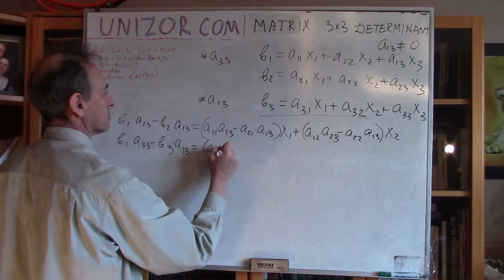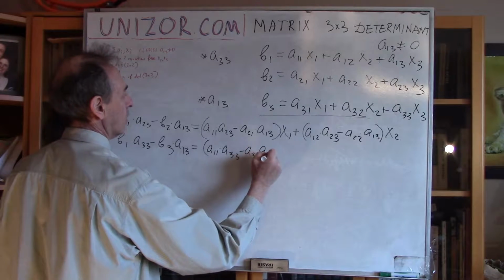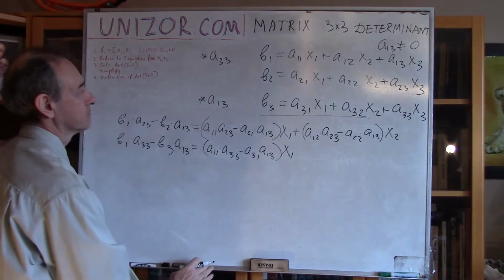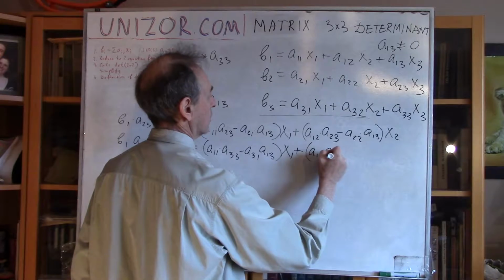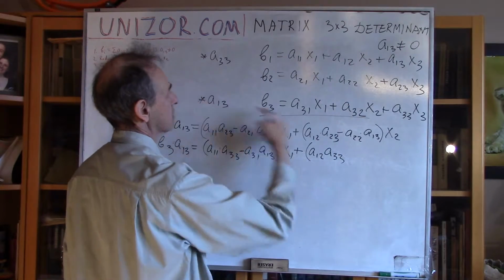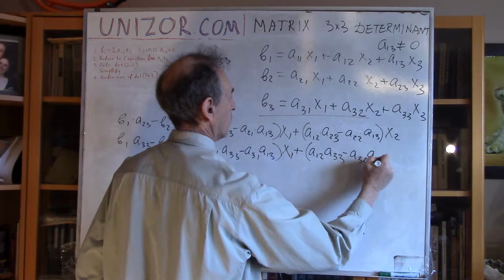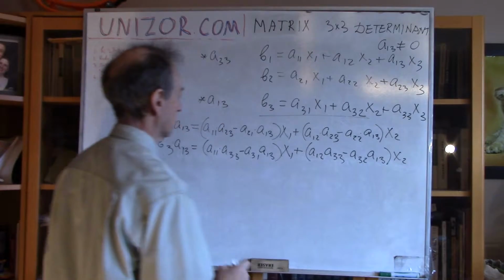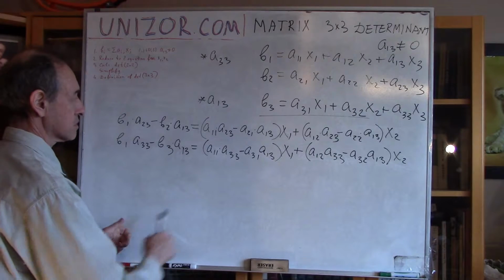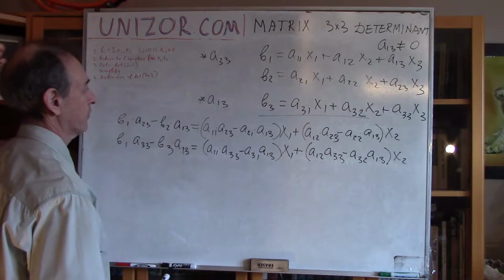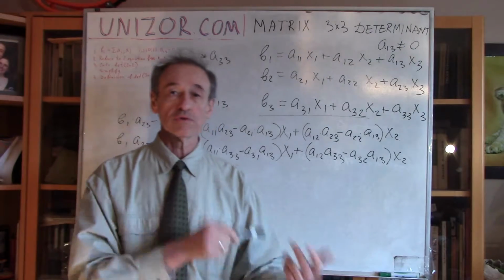a11 times a33 minus a31 a13, that would be x1, and the coefficient at x2 would be a12 a33 minus a32 a13, this times this minus this times this, x2. All right, so now I have reduced my 3 equations with 3 variables to 2 equations with 2 variables, right? So now, well, I can solve it, but at the same time I can actually use the previous results.